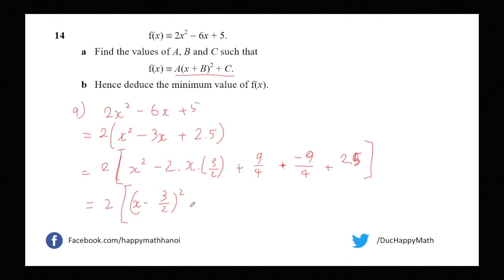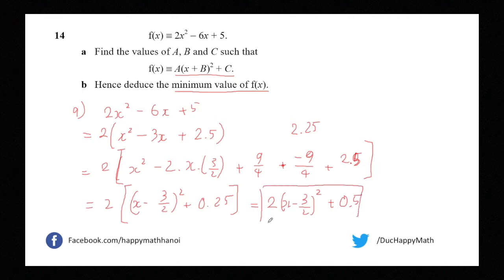and this one, 2 minus 9 over 4, is 2.25. So plus this one we get 0.25, and then you expand them, you will get 2 times x minus 3 over 2 square, and plus 1 over 4, which is a half. So this form is the answer of question A.